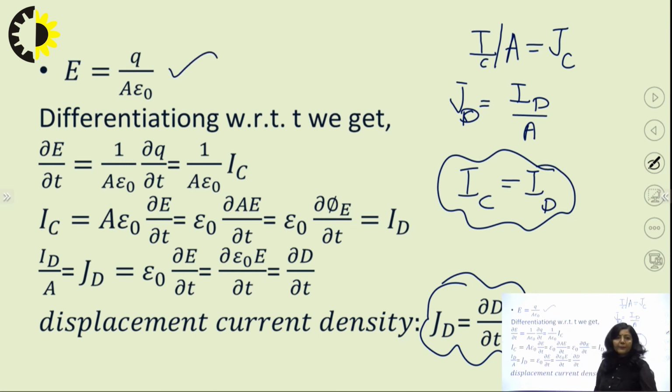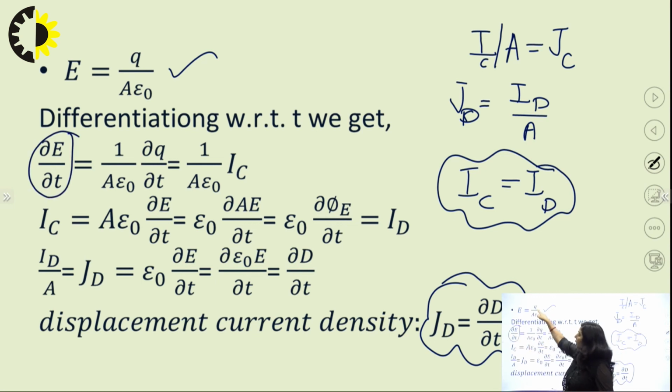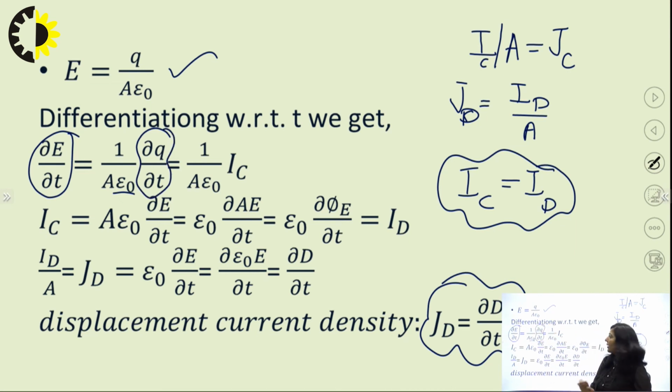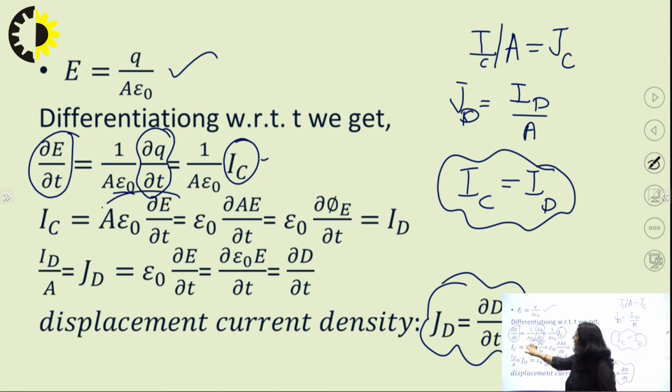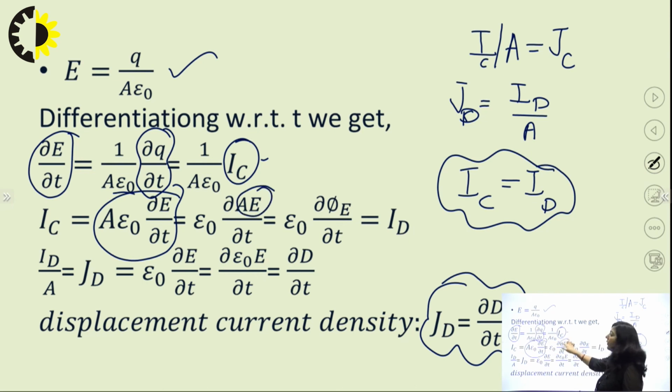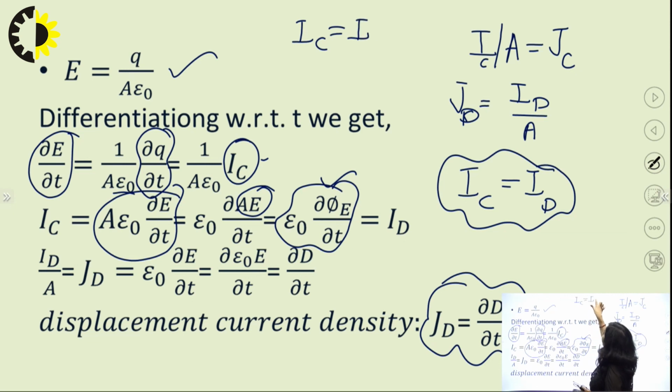E is equal to Q by epsilon naught A for a parallel plate capacitor. If you differentiate it, you will get del E by del T. 1 upon A epsilon naught is constant. You will get here del Q upon del T, means flow of charge, and flow of charge is represented as IC. So from here, IC is A epsilon naught del E by del T. Now if you multiply A with E, that will represent flux. So this is epsilon naught del phi E by del T. And you know this term epsilon naught del phi E by del T is displacement current. So what you have seen here is that IC is exactly equal to ID.